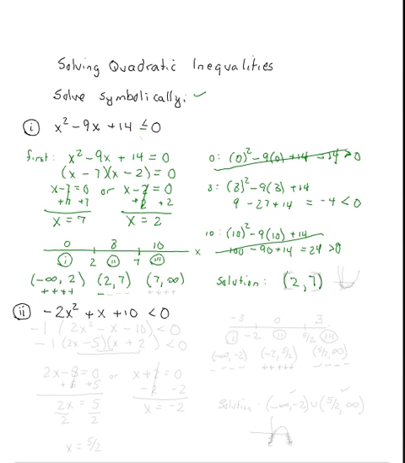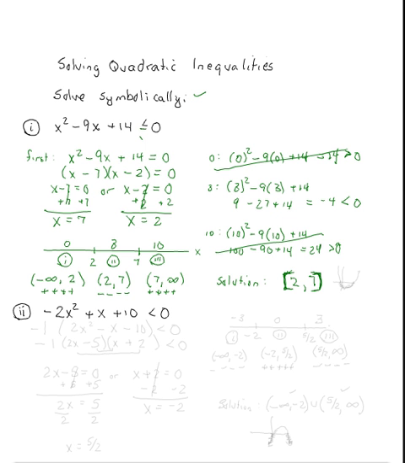Our second region, when we put in a value, was strictly negative. Our third region, when we put in a value, gave us something positive. Looking at our inequality, we want to know when it was less than or equal to. So because of the equality, we only need to make one change. Instead of having these parentheses, because the function value can be equal to 0 also, we would include the number 2. We would now have a bracket. We would also include the number 7. We would also have a bracket here.